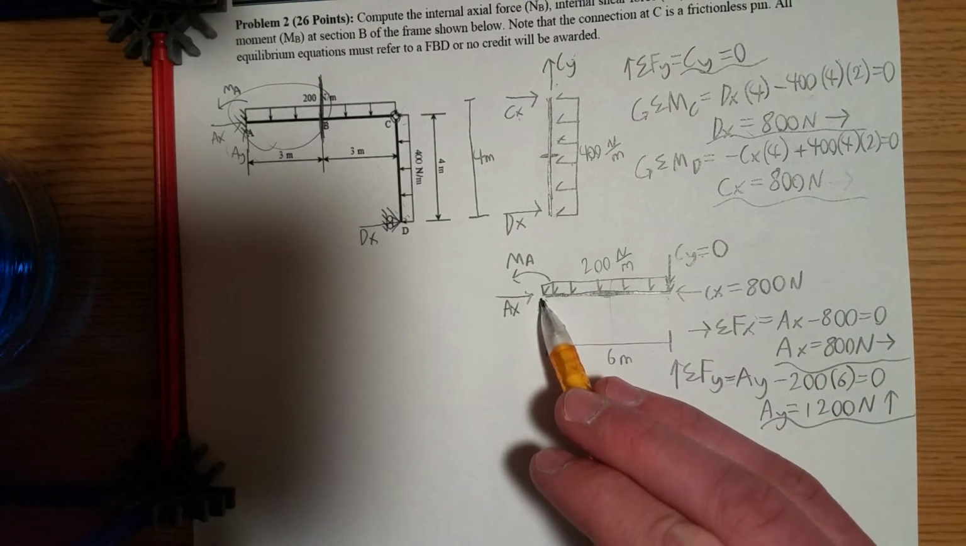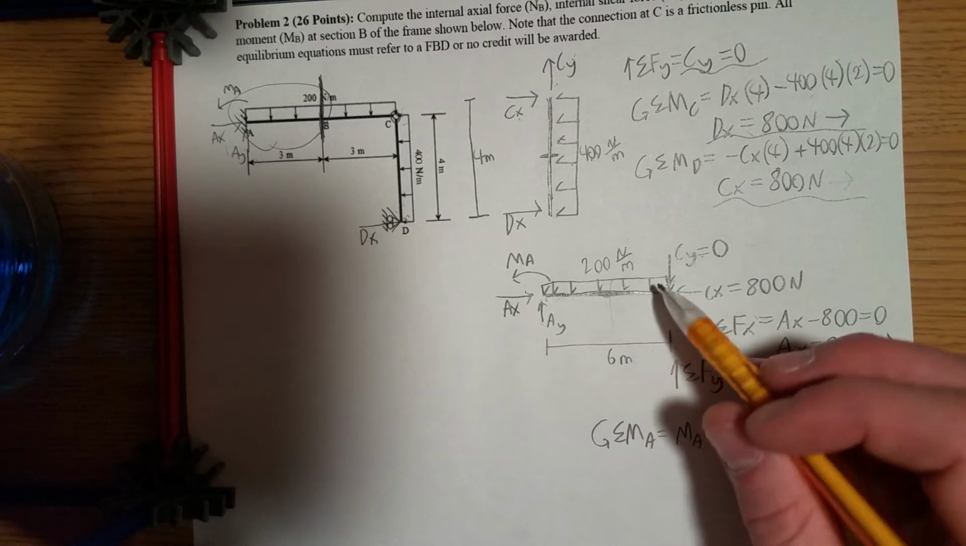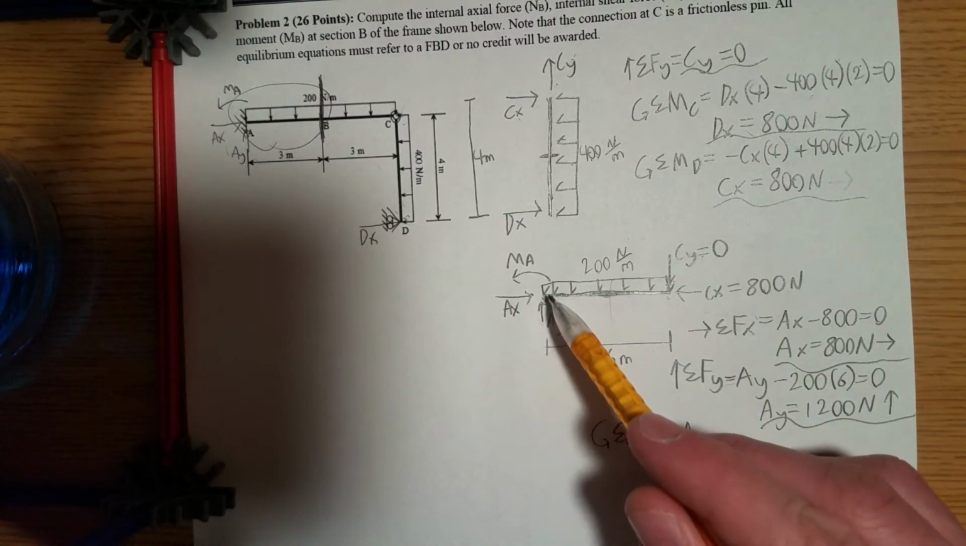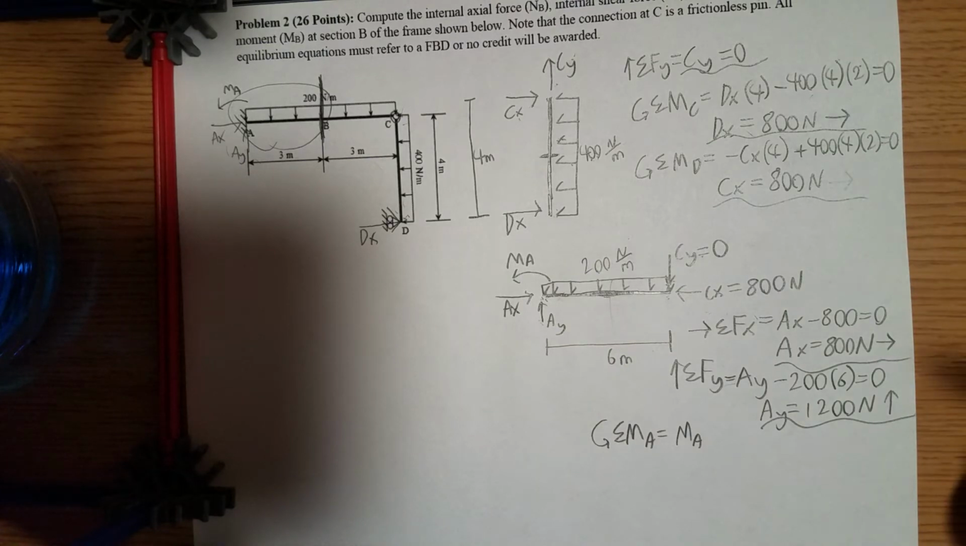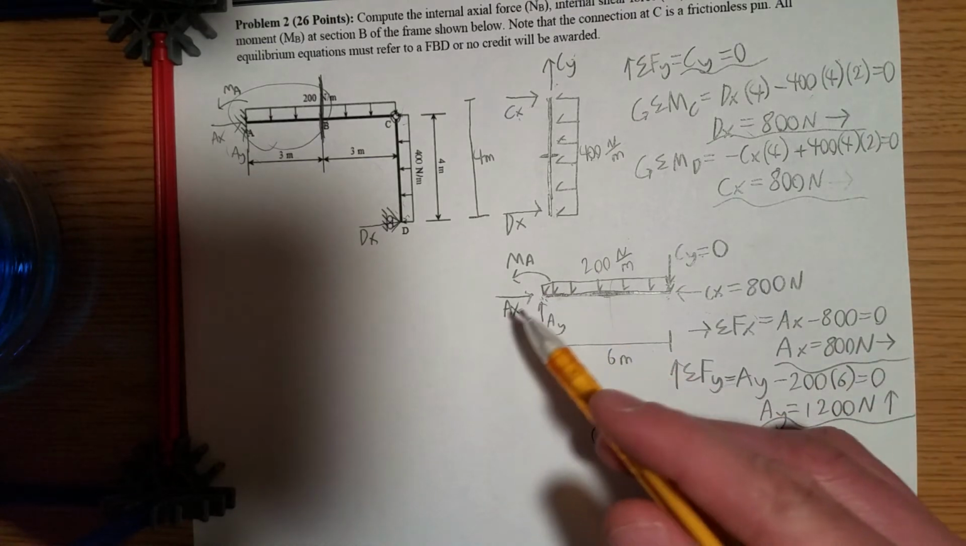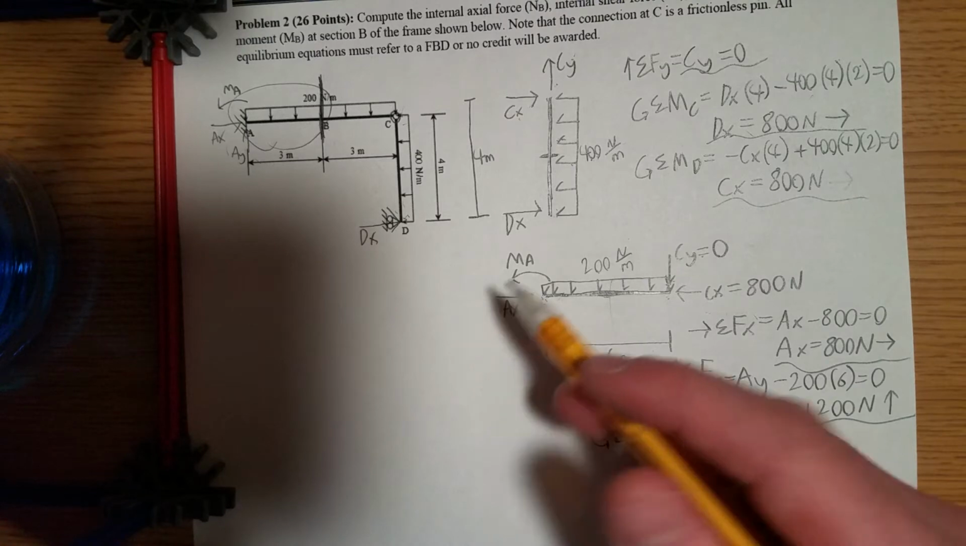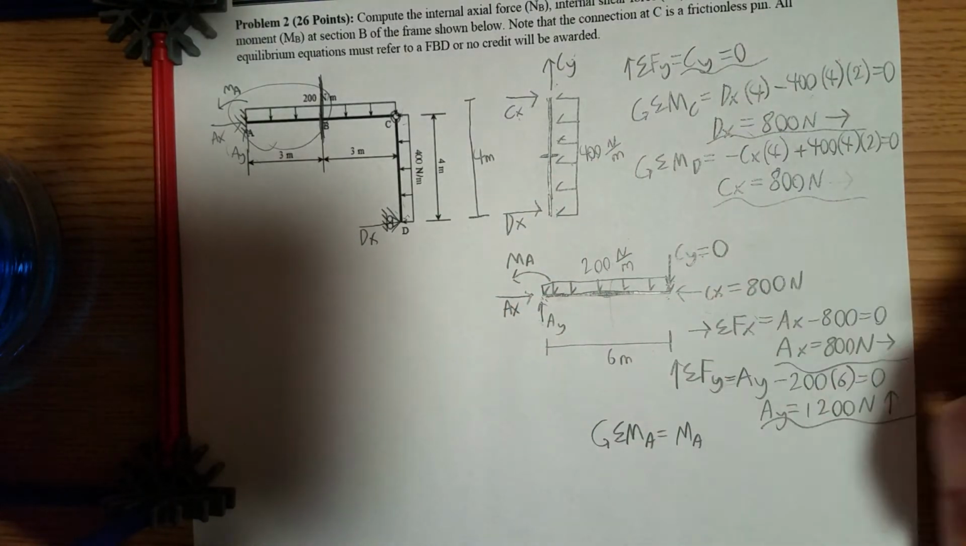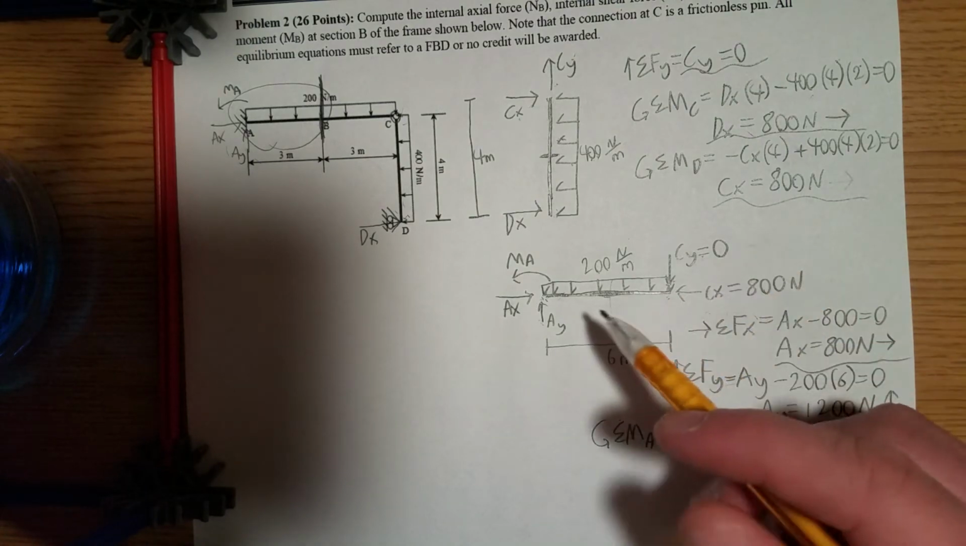And the only other force that would be causing a moment is actually going to be this distributed load, because AX and AY are at that point, so they don't cause a moment. It's kind of like, I like to say, if it's like a nut and bolt and you have a wrench, it's like if you're just trying to push on the wrench versus trying to twist it. You don't do anything to loosen it.